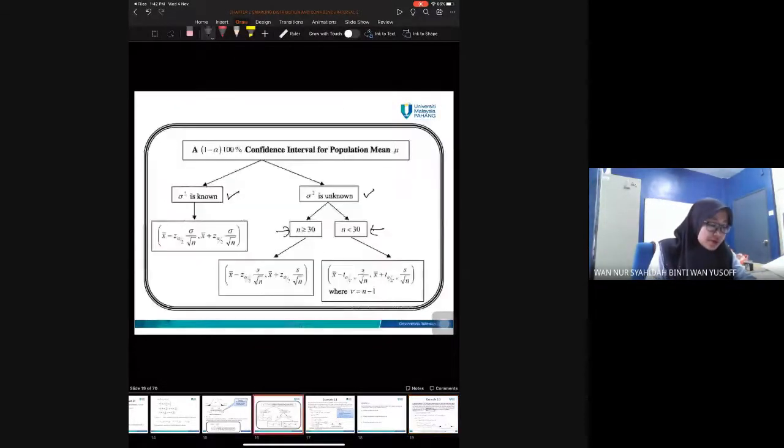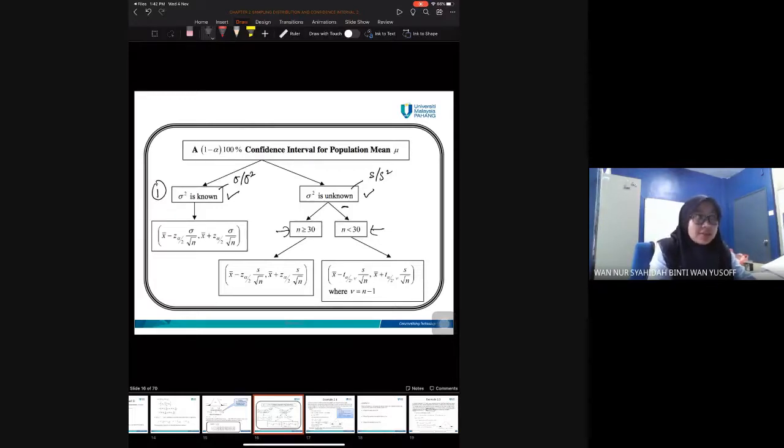So we have three formulas that we need to consider for the population mean. The first condition that you have to know is whether sigma is known or sigma is unknown. Sigma is known means that we have sigma or sigma square in our question. Sigma is unknown means that you have S or S square in your question, and there is no sigma. That's the first condition that you have to identify in your question.